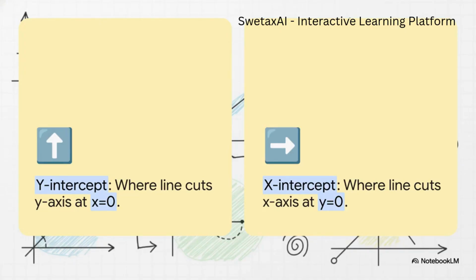Finding these crossing points relies on this really brilliant, simple mirror logic. If you want to find the y-intercept, you just set x to 0. And to find the x-intercept, just do the exact reverse, set y to 0. It works perfectly every single time.